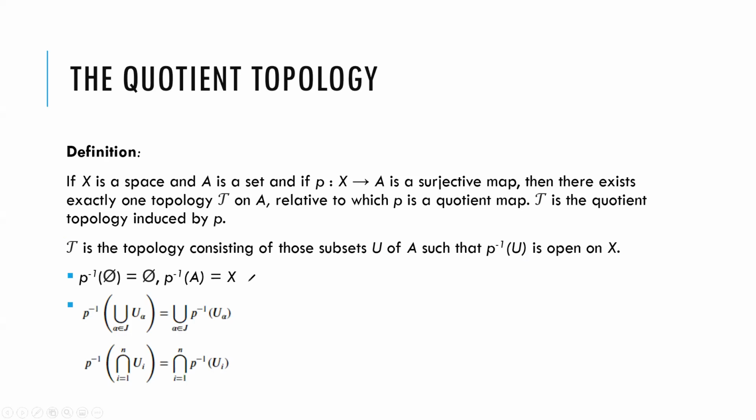So this is the first one. And then the inverse image of a union of open sets would equal a union of the inverse images of open sets. Thus, we see that the union of open sets would also be an open set, and it goes the same way for intersections. I will leave it just for a little bit.